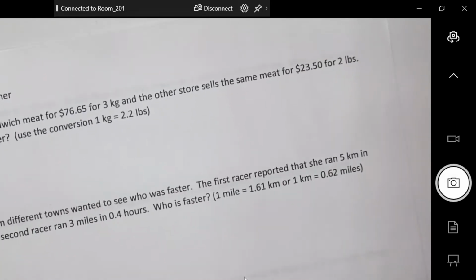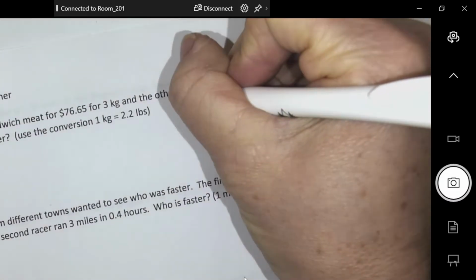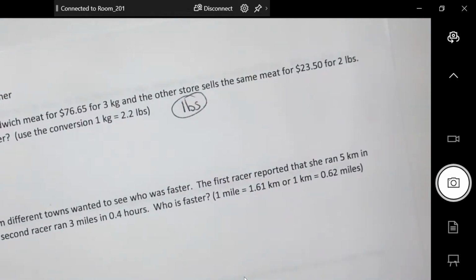Pounds. Okay. Pounds, kgs? I heard 2 pounds and 1 kg. So we're picking everything in pounds. Okay.